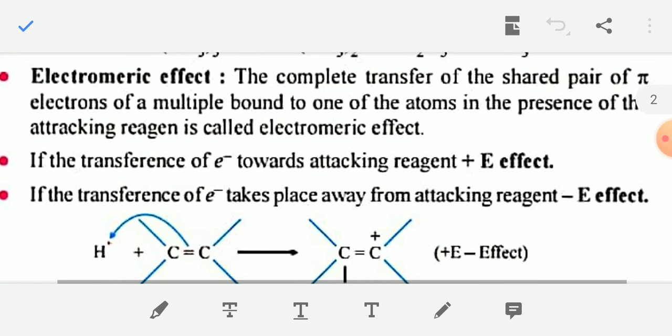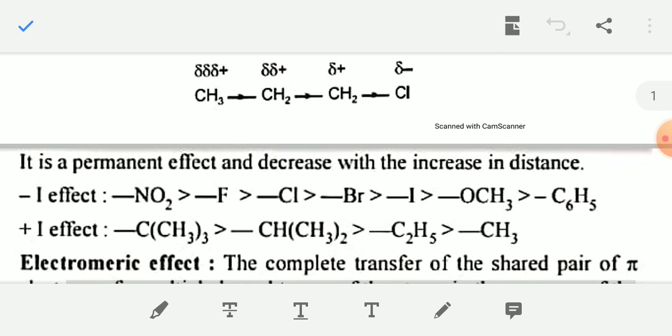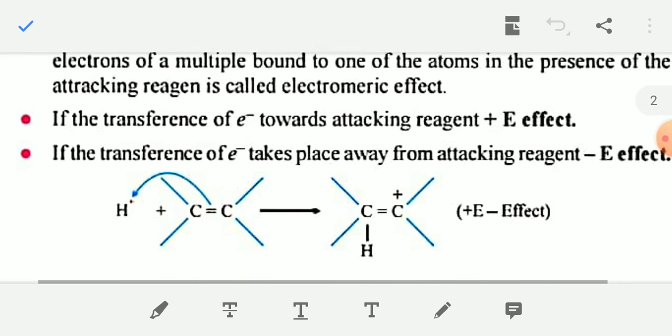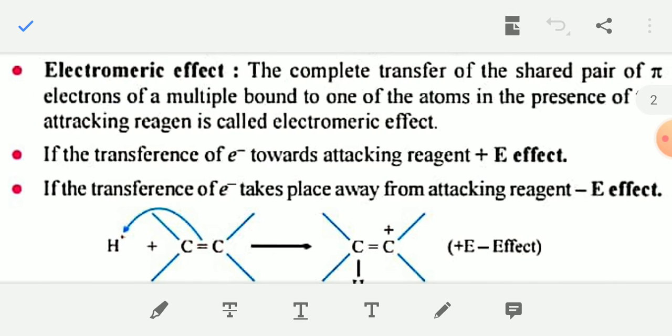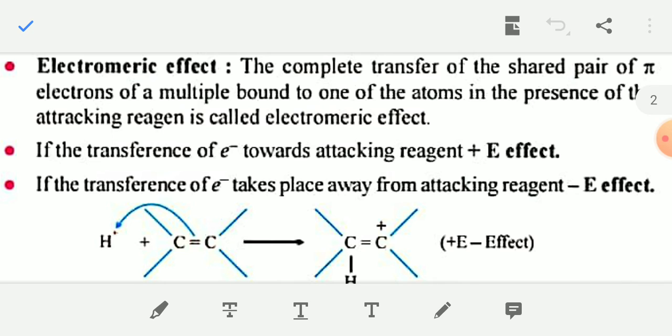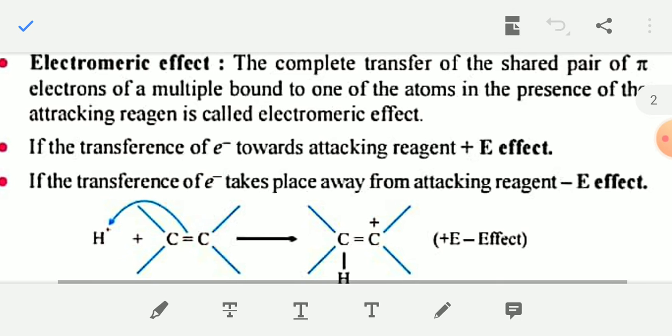Next effect, and here one point is given: inductive effect is a permanent effect and decreases with increase in distance. Now electromagnetic effect. What is electromagnetic effect? The complete transfer of shared pair of pi electron of a multiple bond to one of the atoms in the presence of attacking reagent is called electromagnetic effect.